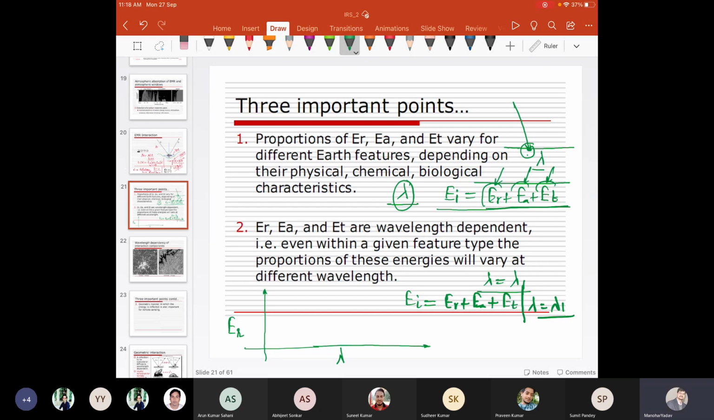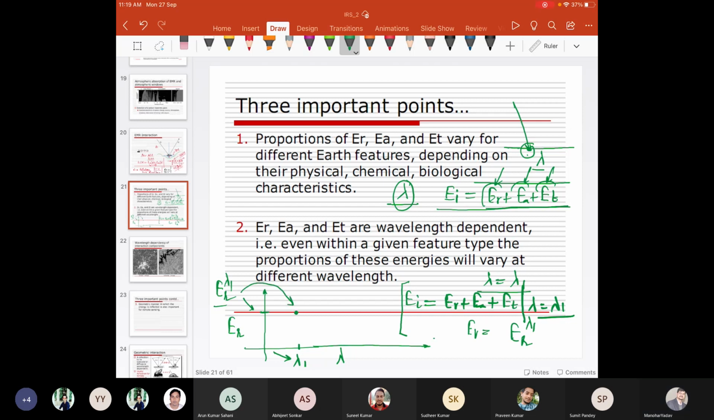So at lambda is equal to lambda 1, let's say ER can be written as ER at lambda 1. So that is a range, and this indicates ER, the reflected energy at wavelength lambda 1. Somewhere here we have lambda 1. So for lambda is equal to lambda 1, this is one particular point. I can say this is the location where at lambda 1 we have the value ER lambda 1.